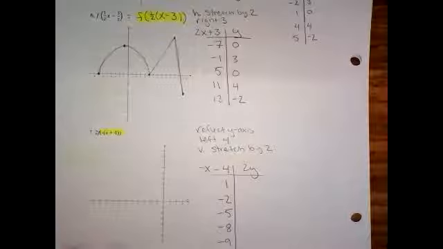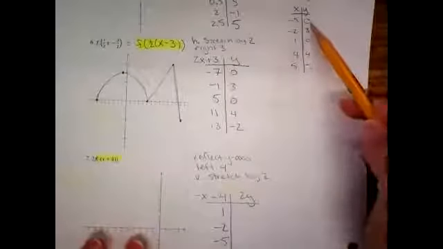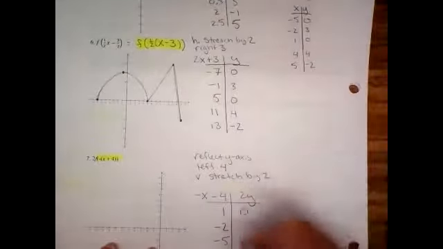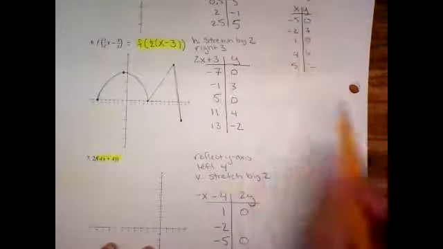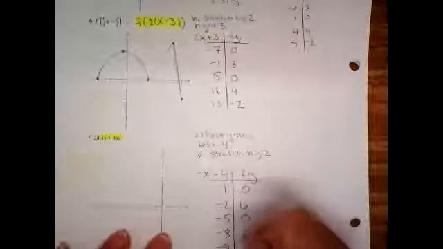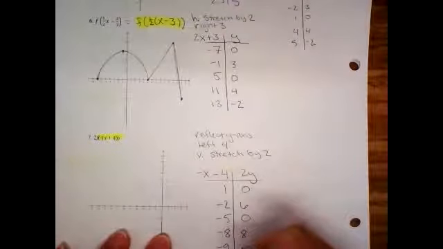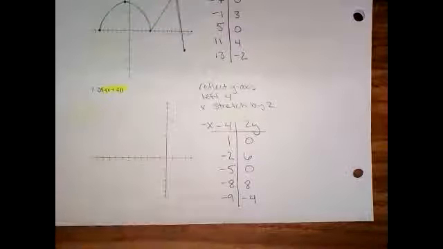And the y values are a little bit easier. All you have to do is double them. 0 times anything is going to be 0. So both of those are going to say 0. 3 times 2 would be 6. 4 times 2 is 8. -2 times 2 is -4. Again, you're going to plot them, play connect the dots.